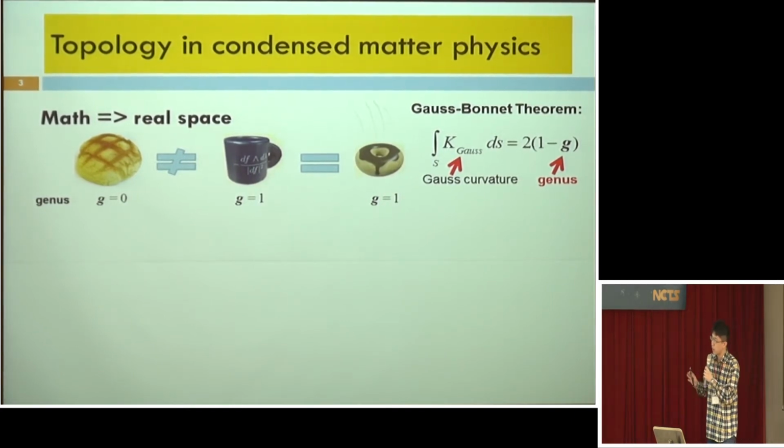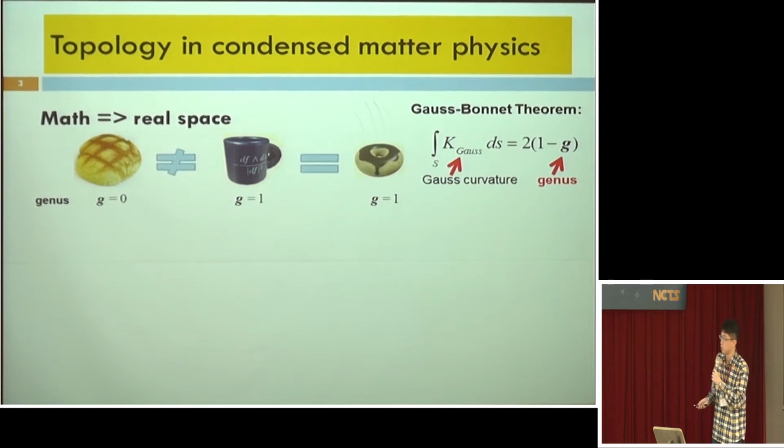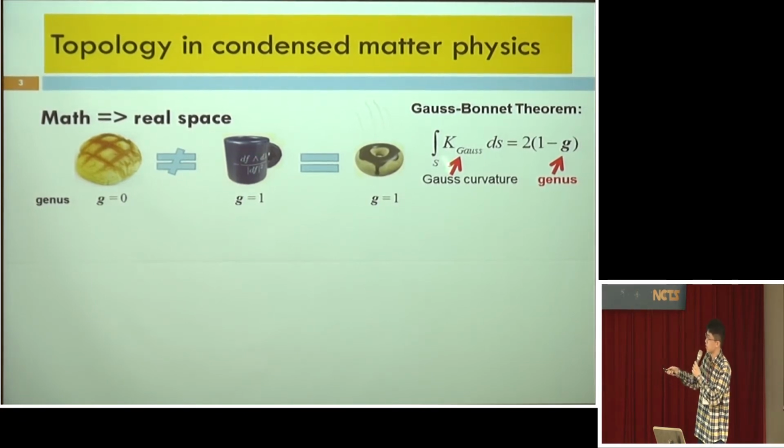So the same g value represents the same topology even if their geometry is completely different. Here is a famous example: the topology of a coffee cup is the same as a donut but different from a parabola.